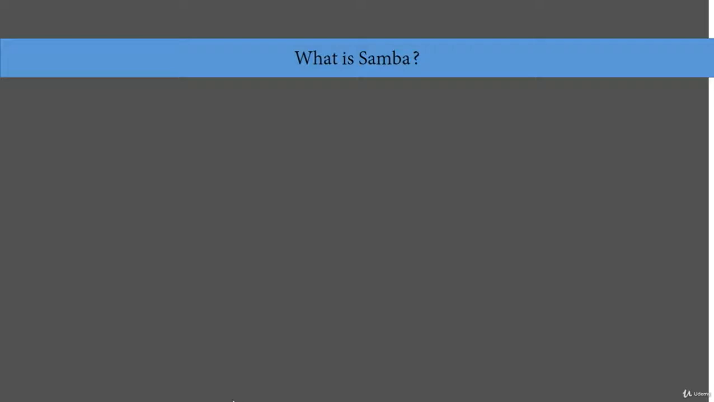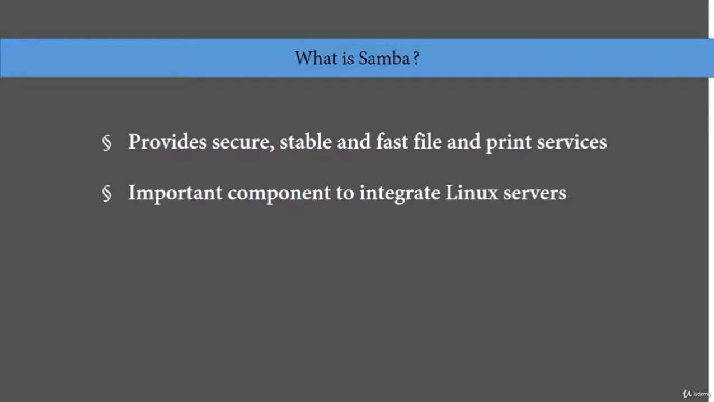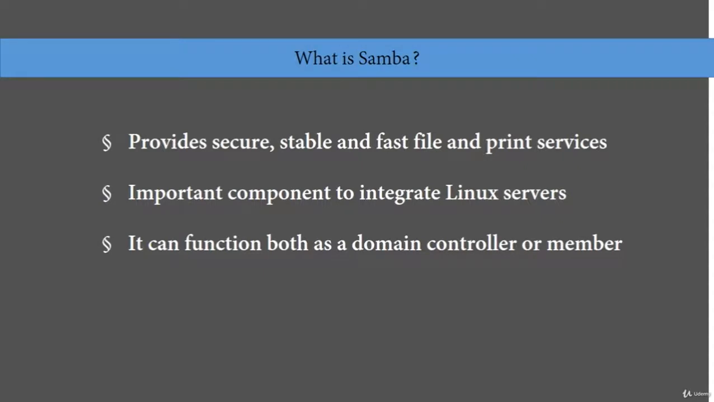So what is Samba? Samba is the standard Windows interoperability suite of programs for Linux and Unix. It provides secure, stable, and fast file and print services for all clients using the SMB or CIFS protocol, such as all versions of DOS and Windows, OS/2, Linux, and many others. It is an important component to seamlessly integrate Linux or Unix servers and desktops into Active Directory environments. It can function both as a domain controller or as a regular domain member.